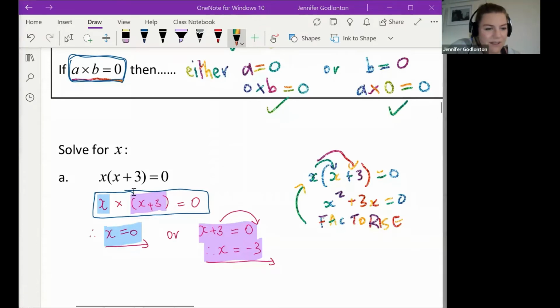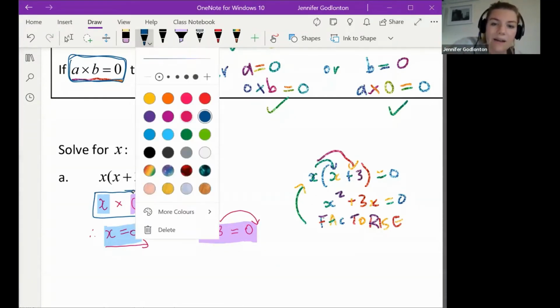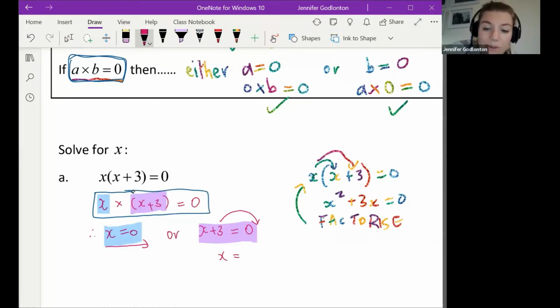Okay, what happens to the 0 when we move the 3? So that's 0. If I was to write this as 2 steps over here, let's just write this out. If I moved that 3 over, I'm saying x is equal to 0 minus 3, and 0 minus 3 is just -3. So it's not that the 0 disappears, it's just that 0 minus 3 becomes -3.